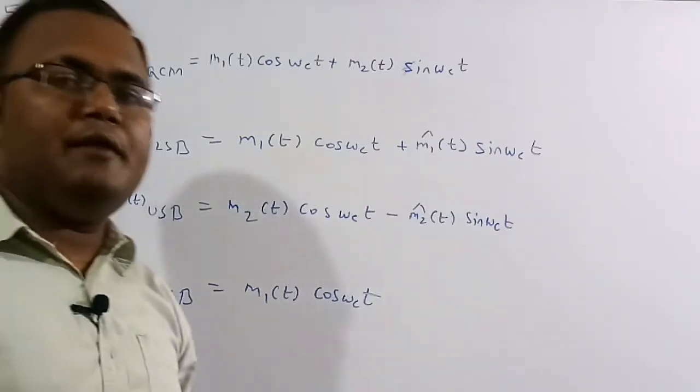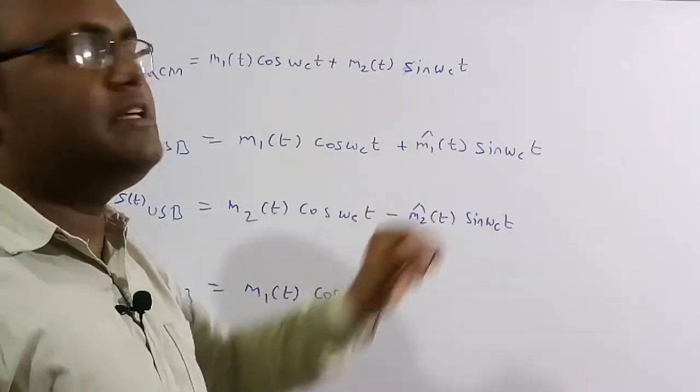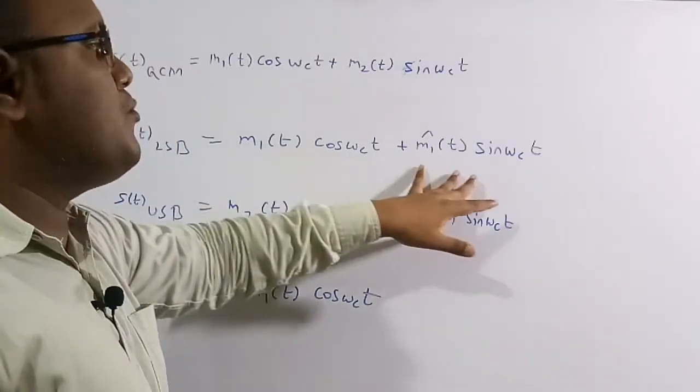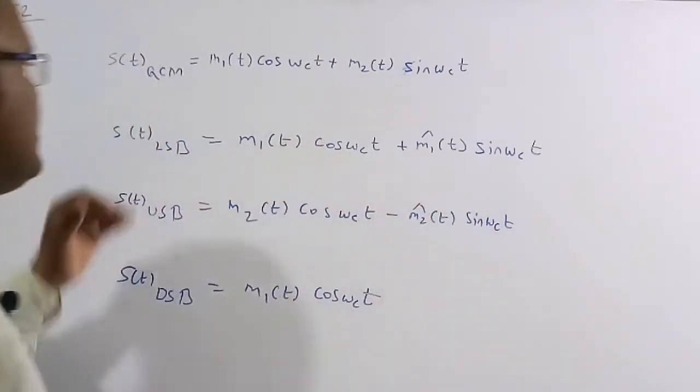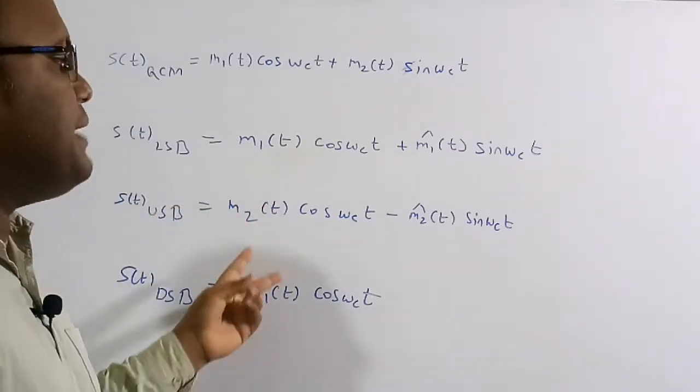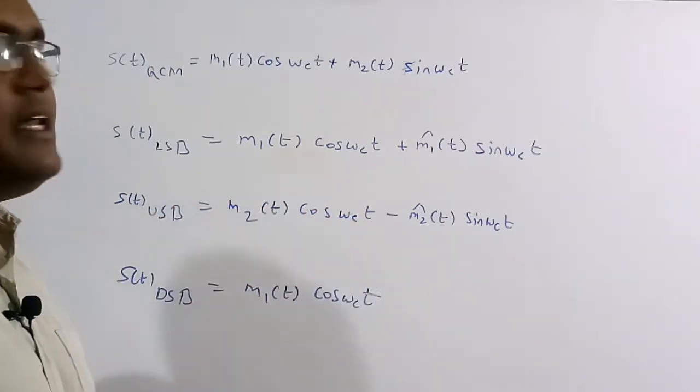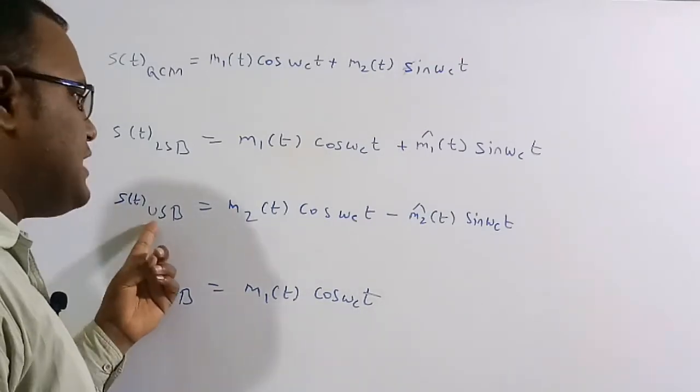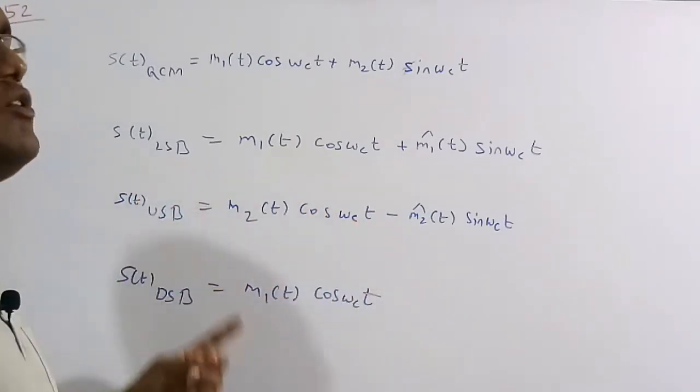So by using the Hilbert transform only, we are going to make this phase difference. These two outputs are now going to add, so we are going to get S of t LSB. In the same manner for the message signal M2 of t, we have to do the same thing, but here we have to keep a negative sign.